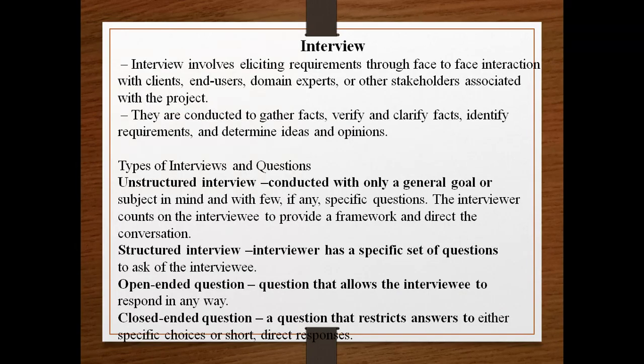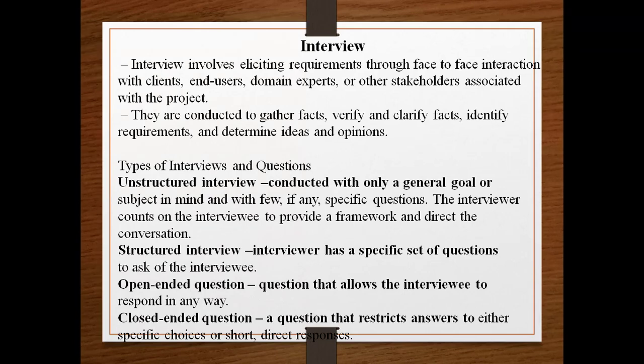The next part is your interview. As we have already said on the previous screen, the interview is one of the most acceptable parts of collecting information. So your interview involves eliciting requirements through face-to-face interaction with the client, end users, domain experts or stakeholders associated with this project. So there is always face-to-face interaction. Interviews are conducted to gather facts. They verify and clarify the facts. They identify the requirements and determine ideas and opinions.